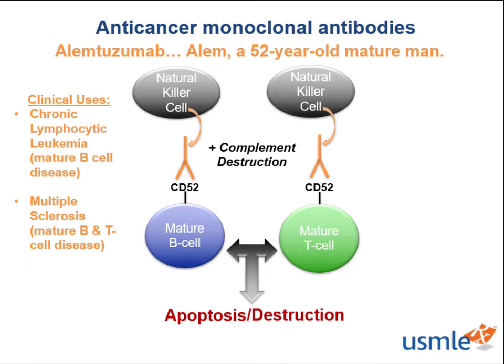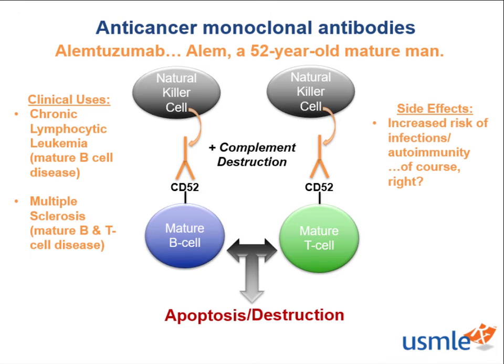Similar logic can be used with multiple sclerosis, which is a mature B and T cell disorder, hence the use of alemtuzumab. In terms of side effects, there is an increased risk of infection and autoimmunity. Of course, right? We are knocking out mature B and T cells, so logically, these risks make sense. Okay, now, let's move on and talk about rituximab.